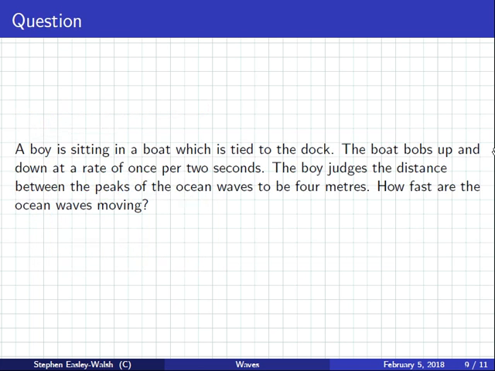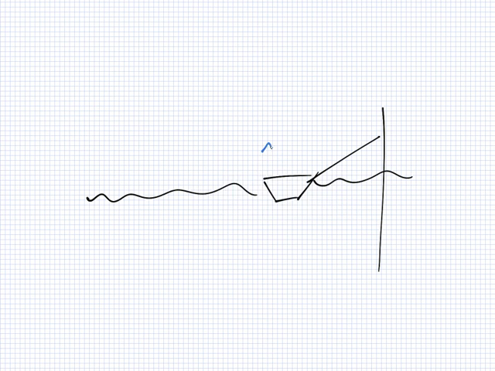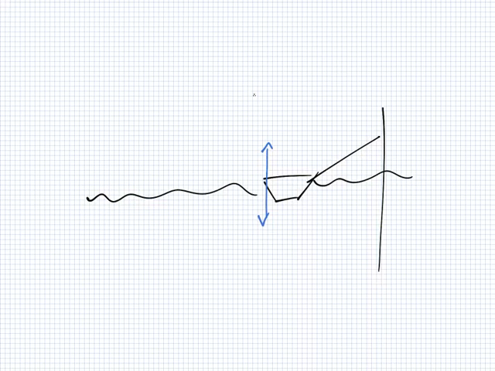A boy is sitting on a boat which is tied to the dock. The boat bobs up and down at a rate of once per 2 seconds, and the boy judged the distance between the peaks as 4 meters. How fast are the waves moving? So, just to be clear here, here's this little boat sitting in the water, and it's tied, so it's not going anywhere, and it's going up and down once per 2 seconds. So that means T equals 2 seconds.